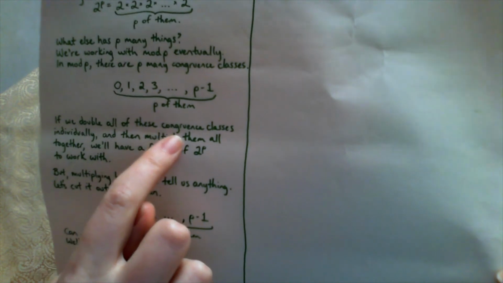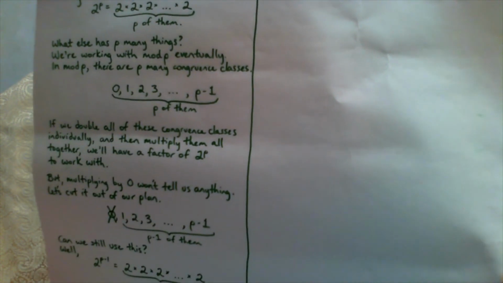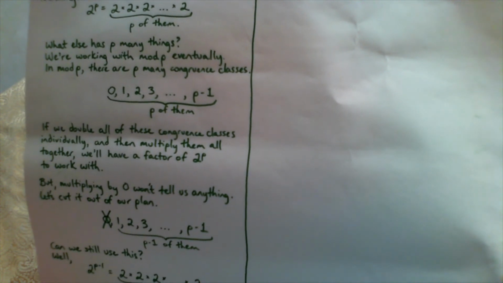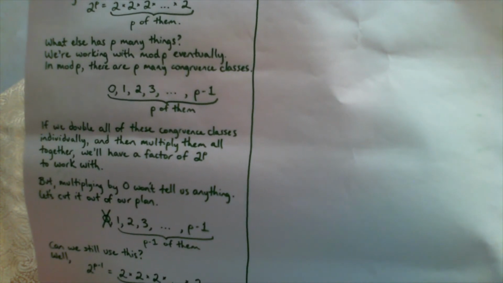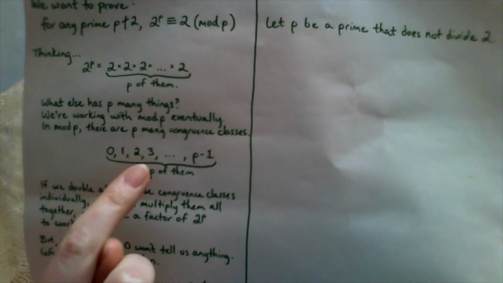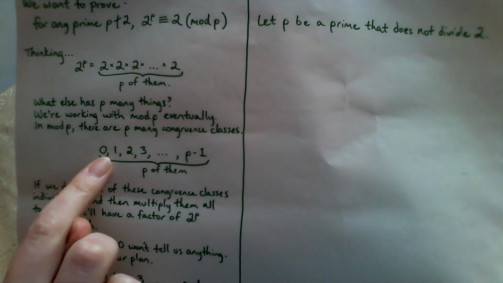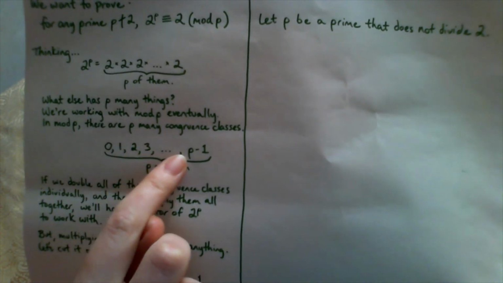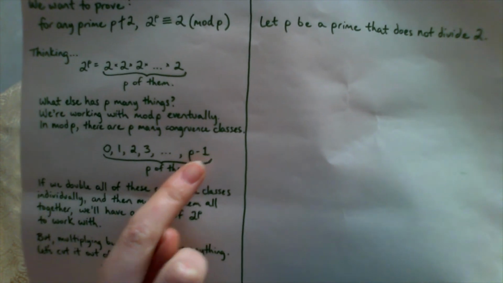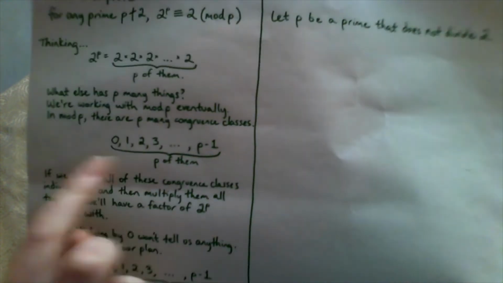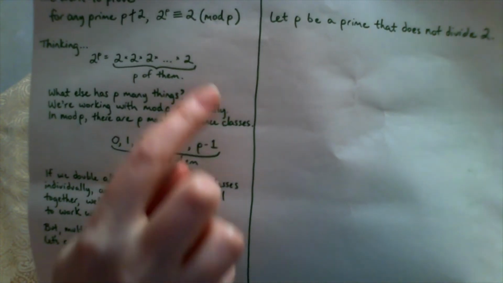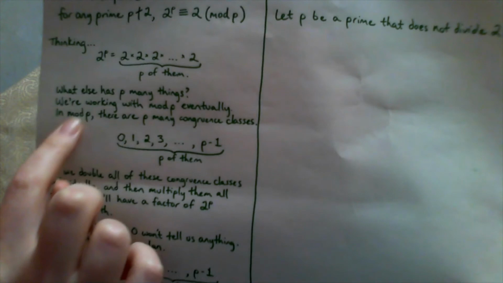If we double all of these congruence classes individually and then multiply them all together, we'll have a factor of 2 to the power of p to work with. So what I'm saying here is we can do 2 times this, and 2 times this, and 2 times this, 2 times all of them, just double all of the congruence classes, and then if we rearrange all of those factors, then we'll have p many 2's that we multiplied together, so we'll have a factor of 2 to the power of p in that monster result.